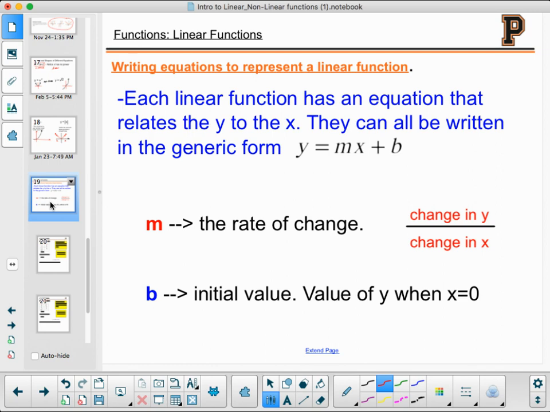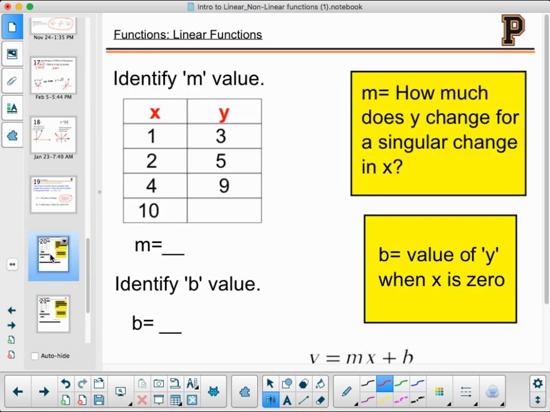Alright, writing equations, we'll come back to this. We talked a little bit about it yesterday, but just remember these two definitions. M is the rate of change. B is the initial value, or the value of y when x is 0. One way to find the rate of change is to figure out the change in y divided by the change in x. Right? How much does y change in relation to one singular change in x?